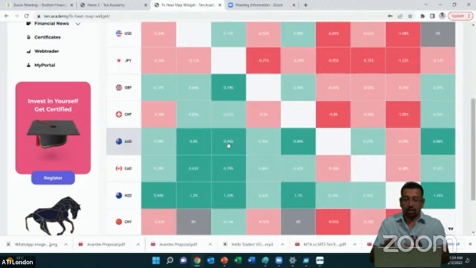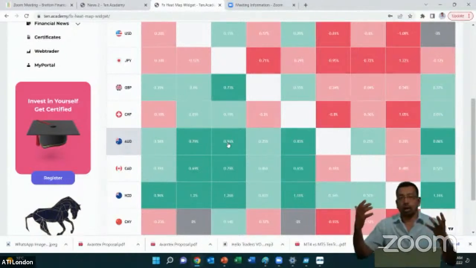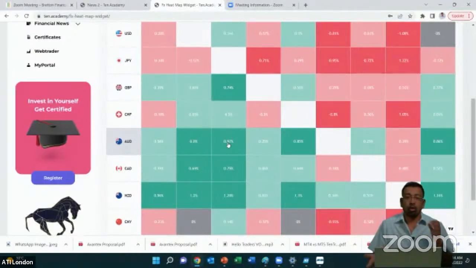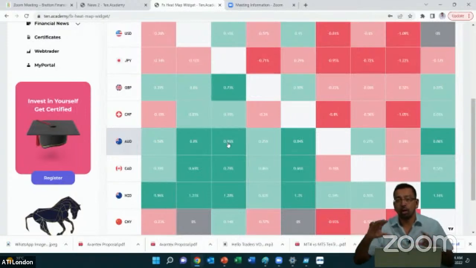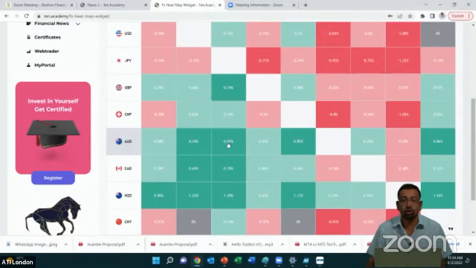Okay, so we've got an idea here on the heat map, and we can pick and choose between the weak and strong currencies, or vice versa, in order for us to do, firstly, a trend analysis, not a technical analysis straight away. We need to do a trend analysis first before we conduct a technical analysis to confirm where to enter and when to exit. That comes later on after the trend analysis.